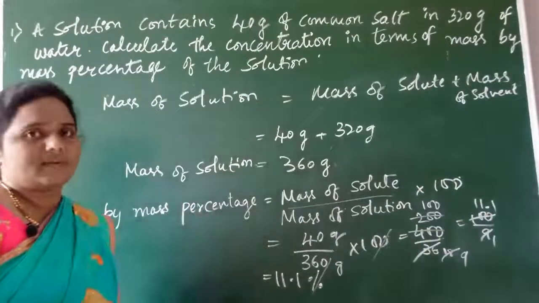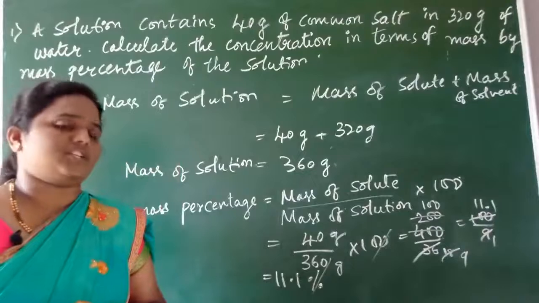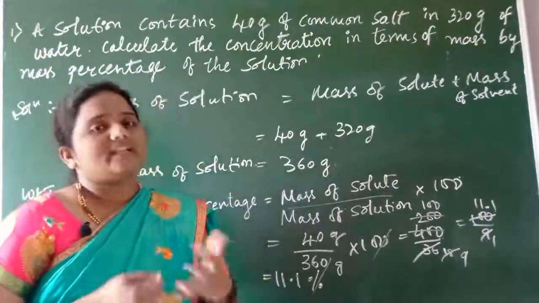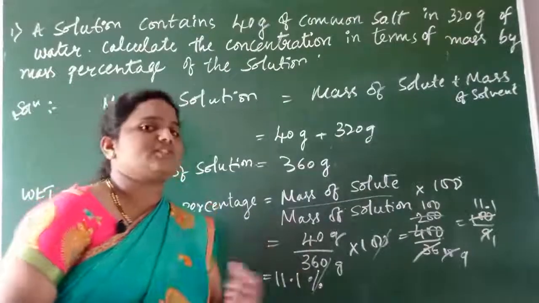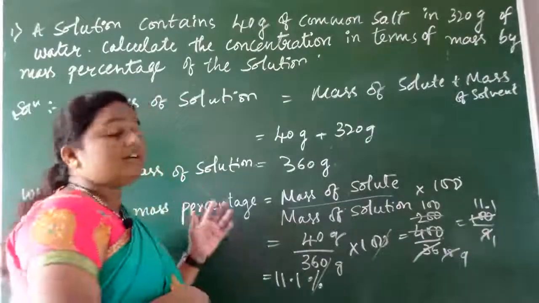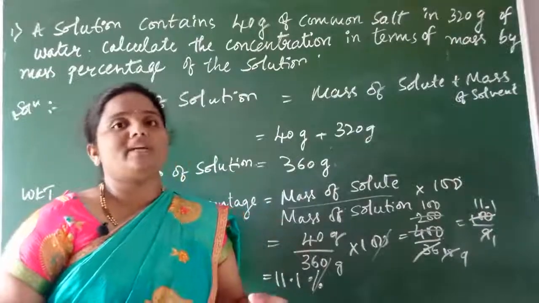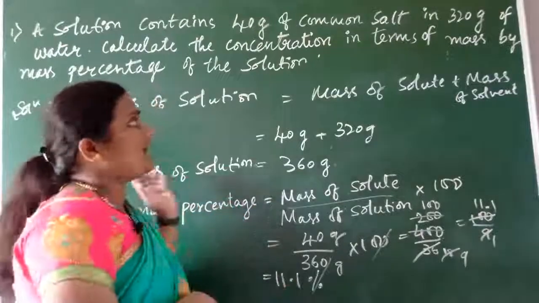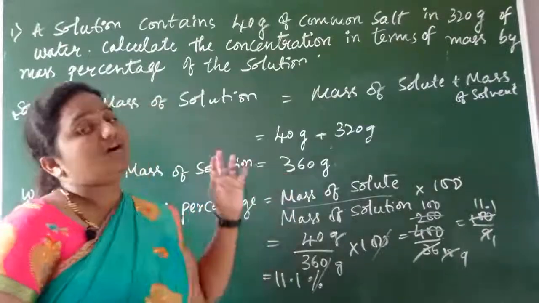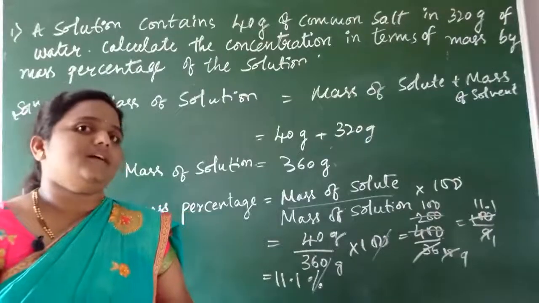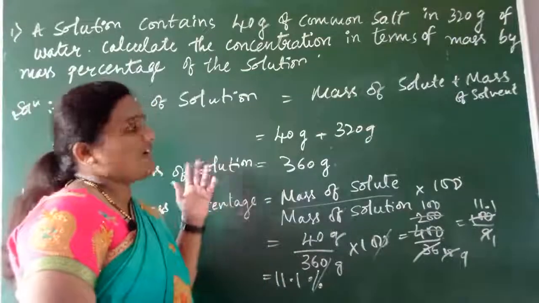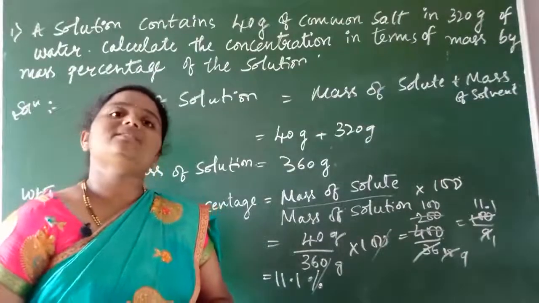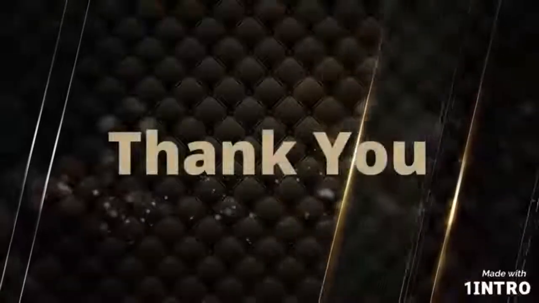This is one method to solve concentration problems, children. Okay, children, in today's class we learned what is meant by a solution, what the properties of a solution are, and also we learned different types of solution: dilute, concentrated, saturated, unsaturated, and different methods of expressing the concentration of solutions. I hope each and every concept is clear to you. Suppose you have any doubts, please contact.